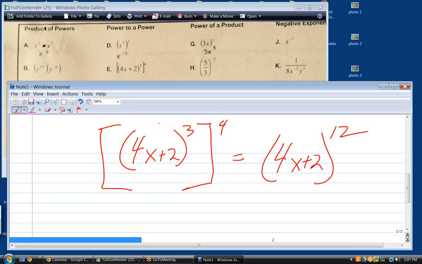The wrong way to do this would be to cube this, doing all of the arithmetic required to cube that, and then taking it to the fourth power. That would not be what they're looking for.